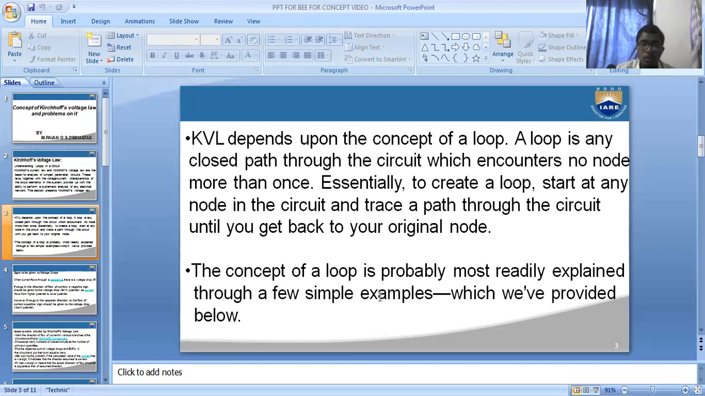The concept of a loop is probably most readily explained through a few examples, which we have provided below. Okay, we will see how the KVL goes on.